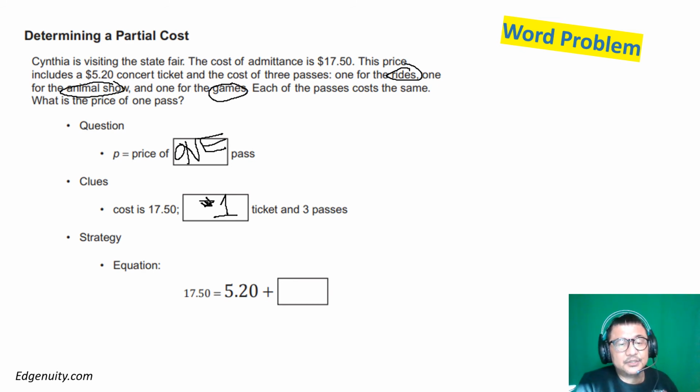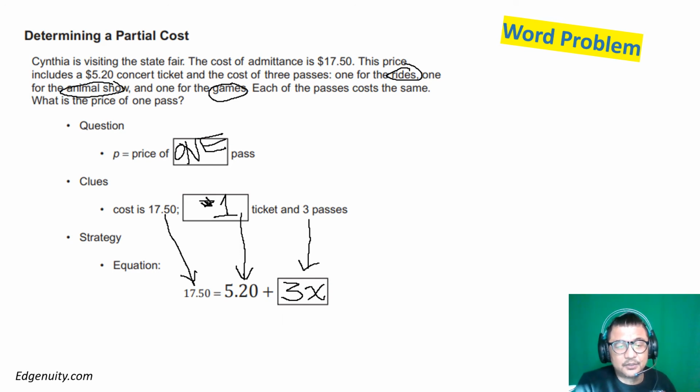So again, that 17.50 is equal to what you paid for already. One entrance ticket is what? $5.20. But do you know how much is one pass? No, I don't know. But if I write X alone, X is just for one pass. How many passes do I have? Three. So where do I put three? Three over here. Okay, so guys, we already have an equation here. Okay, so simply solve for x.